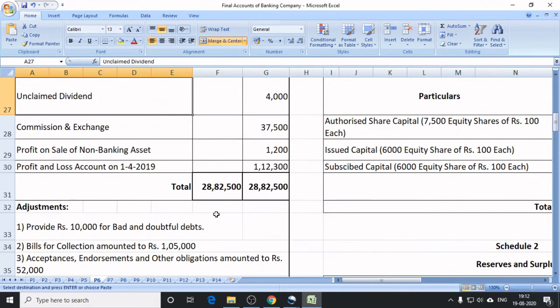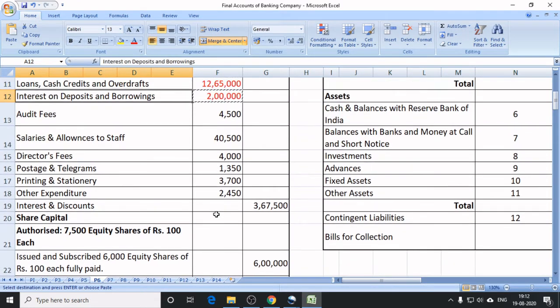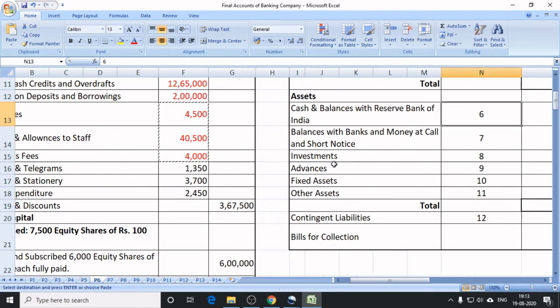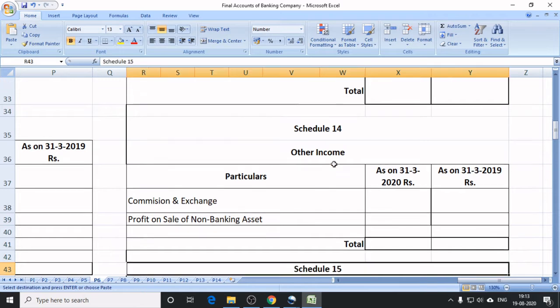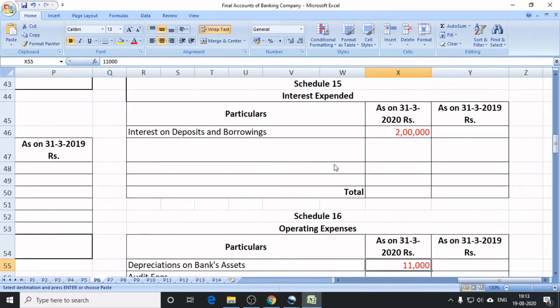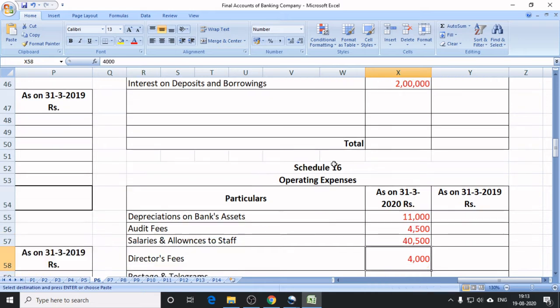Okay, now the next in the problem is we have audit fees, then salaries and allowances of staff, director fees. Now these three have debit balances, and all these three are nothing but the expenses of a bank, and these are the expenses other than interest paid. So we must show these ledgers under schedule number 16, operating expenses. So here, operating expenses: audit fees, salaries and allowances to staff, and director fees.